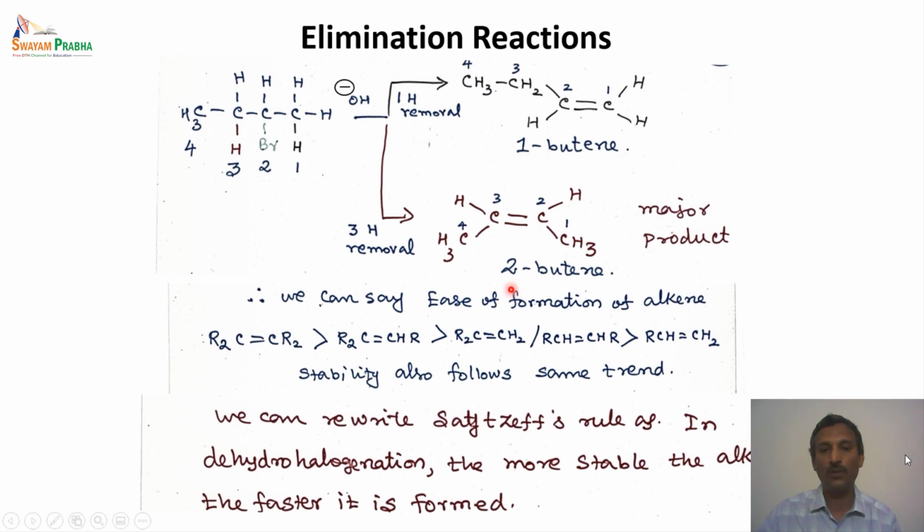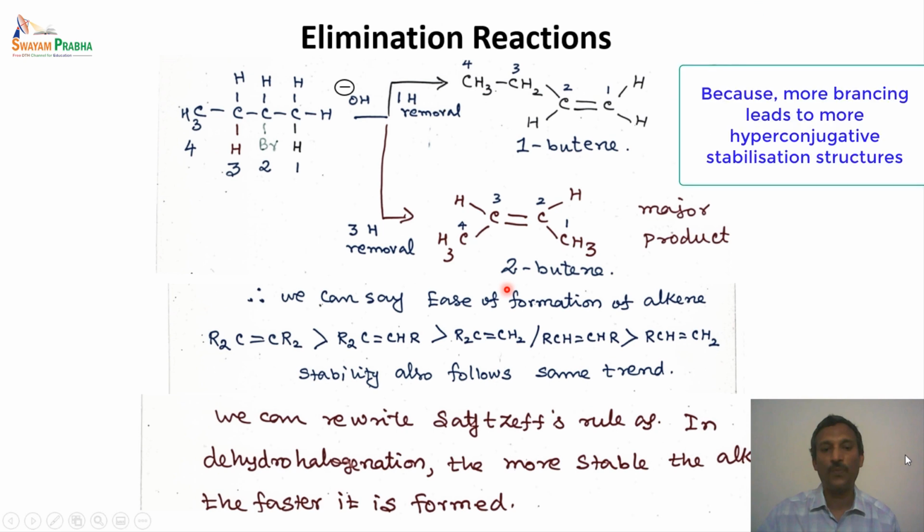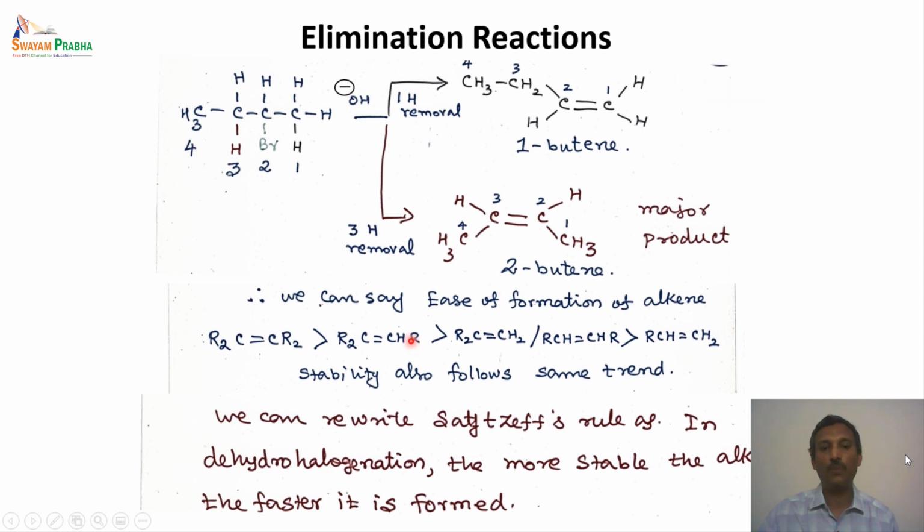Now you see 1-butene versus 2-butene. That means these are also called regioisomers. The regioselectivity is mentioned here. This is the major product and this is the minor product. So from this we can say elimination reaction is a regioselective reaction. And the stability also follows the same trend, with the tetrasubstituted alkene followed by the trisubstituted alkene.